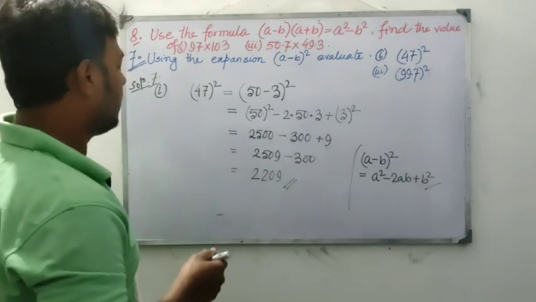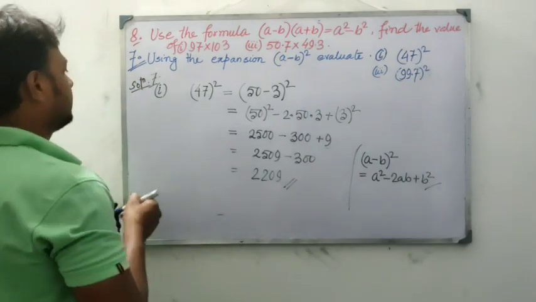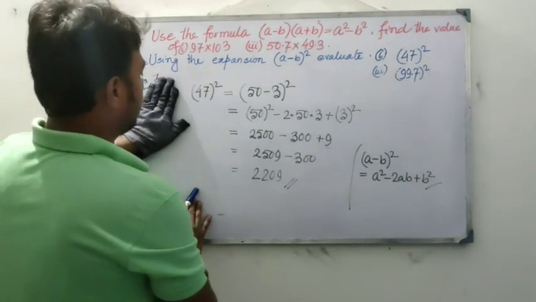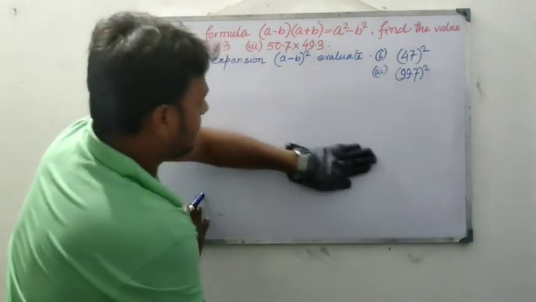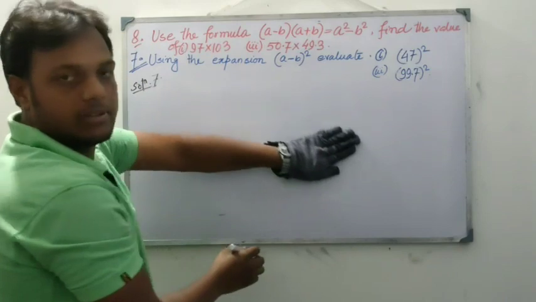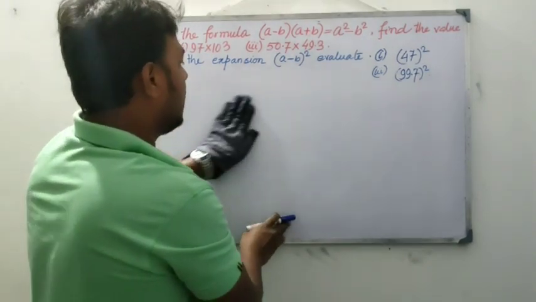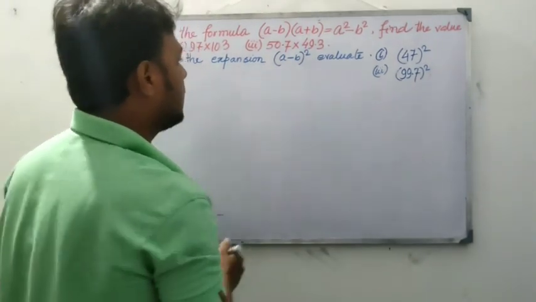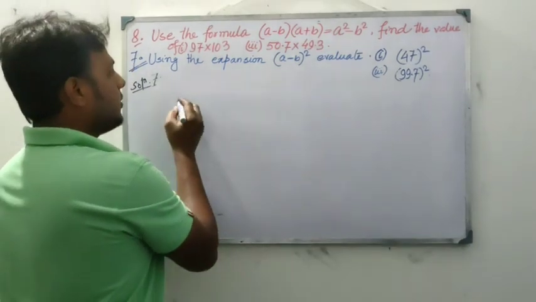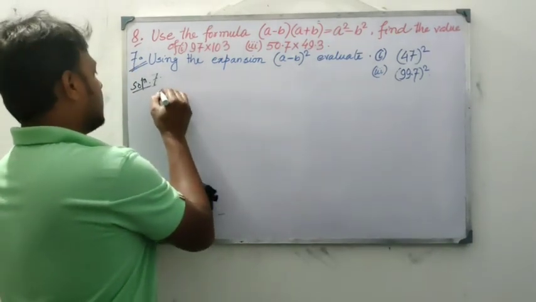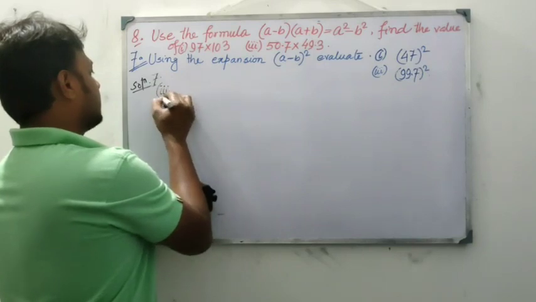Pause the video and note down each and every solution. Problem 7.3. Guess for problem number 3: how can we break 99.7 whole square into two parts so that we can use the expansion of (a minus b) whole square? Okay, problem 7.3.